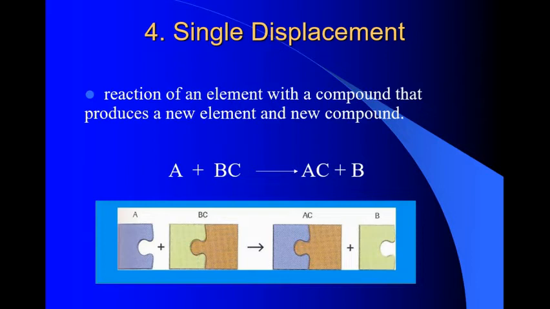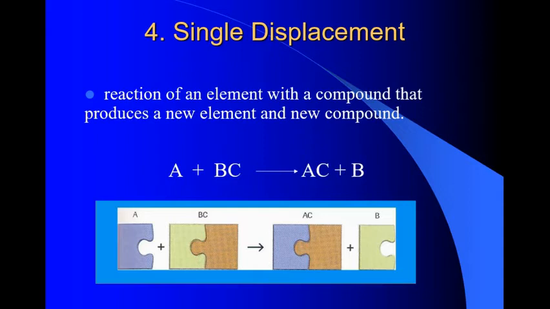So in your pink packet, I want you to turn to the page that says activity series of elements. It's right next to your off-ball diagram. So in chemistry class, in chemical reactions, everybody wants to be part of a compound. So A would love to kick B out.